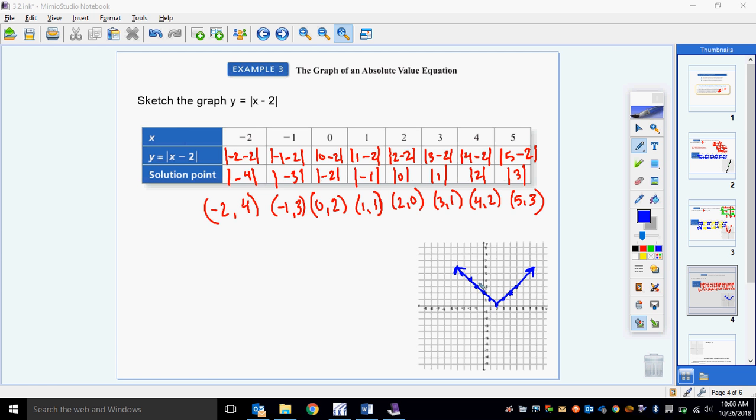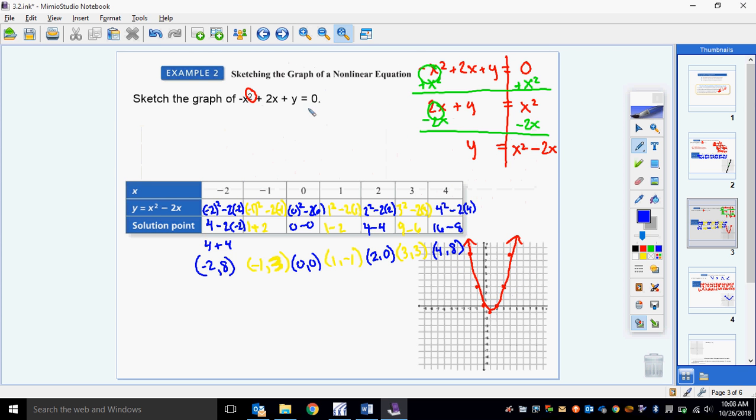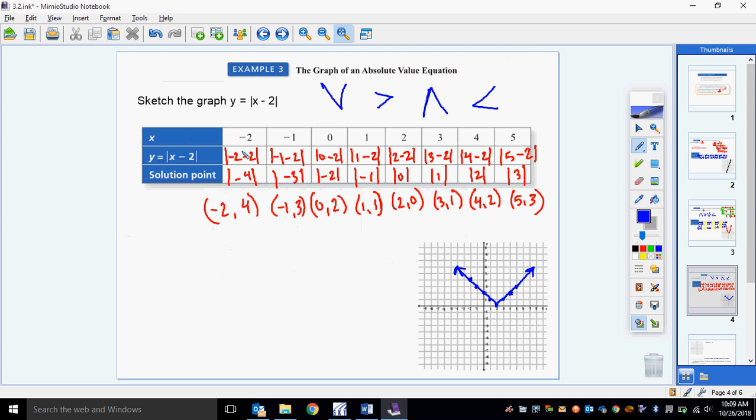Okay, so saved a little time there, and after I plot these points, it's V-shaped. An absolute value will always look like a V. Sometimes it'll be straight, sometimes it will be up and down, side to side. We'll learn about those. But an x squared will always be a parabola, a U-shape. And we'll talk more about those later.